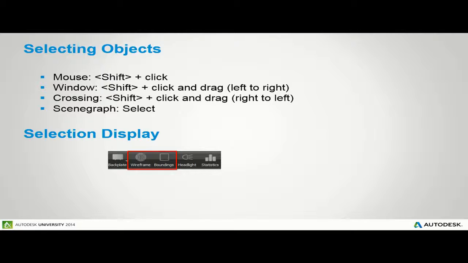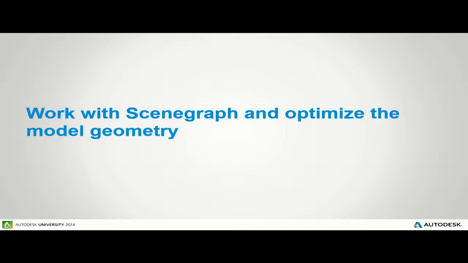In your render window, you see them as an orange wireframe if you have a wireframe clicked on, and otherwise you have an orange bounding box around the selected object. You can have both of them on, or you can have either one of them on. It's just the visual display.